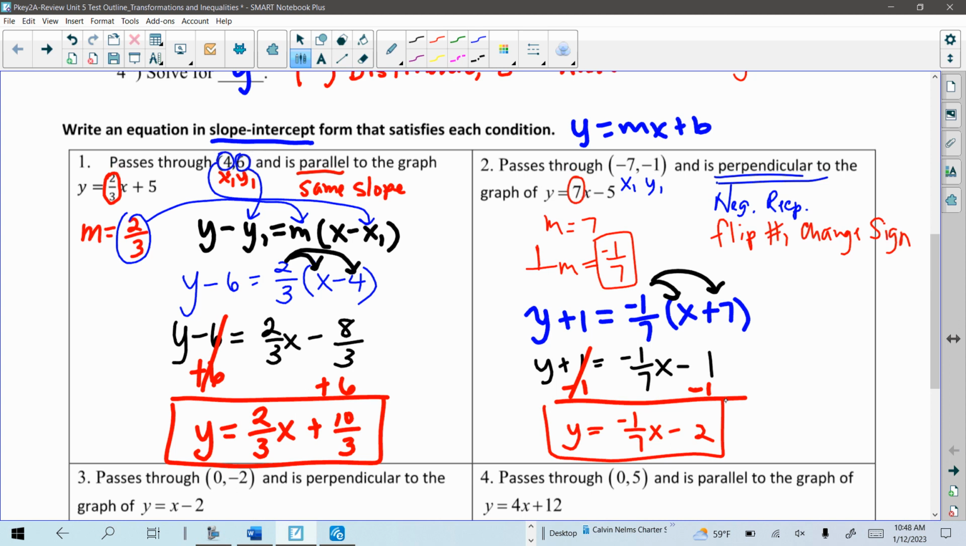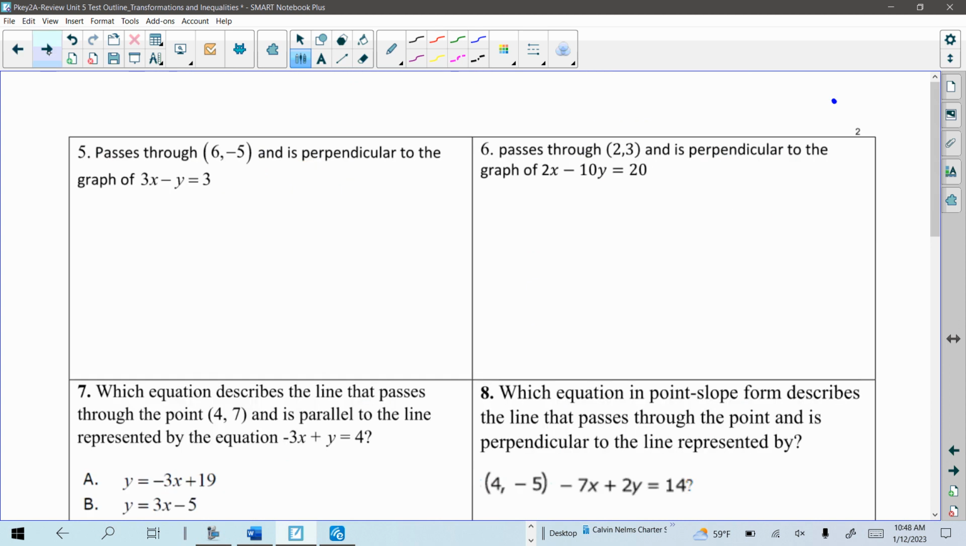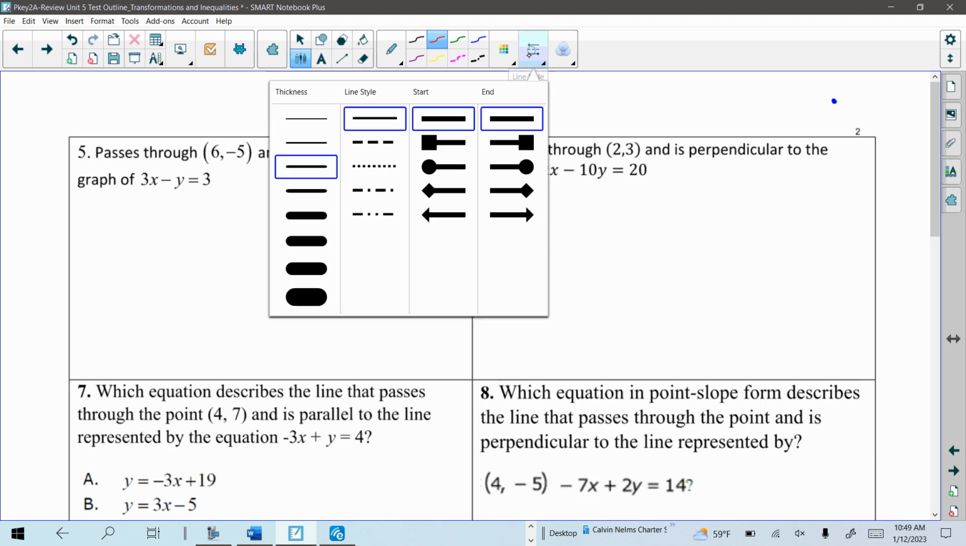Check your understanding. There's going to be about 4 to 5 problems asking you to write an equation or pick the correct answer choice with the correct parallel or perpendicular equation. I want to talk about number 5 real quick. So go to the next page and look at 5. This is a test-like question. It's our same steps.